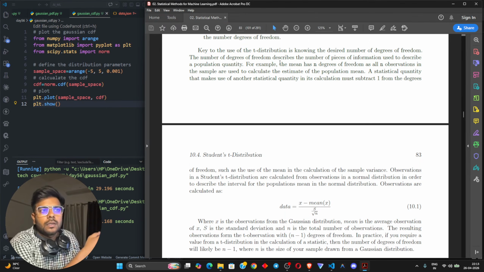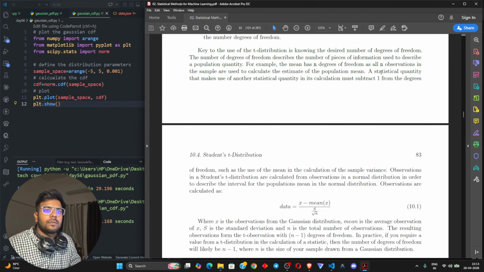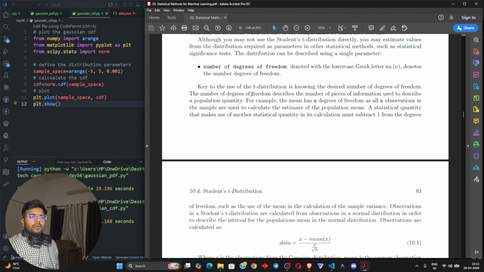For example, the mean has n degrees of freedom, as all n observations in the sample are used to calculate the estimate of the population mean. Observations in a student's t distribution are calculated from observations in a normal distribution in order to describe the interval of both.